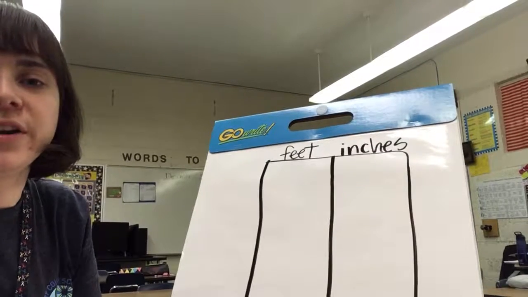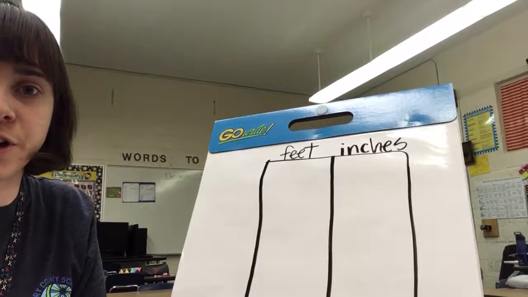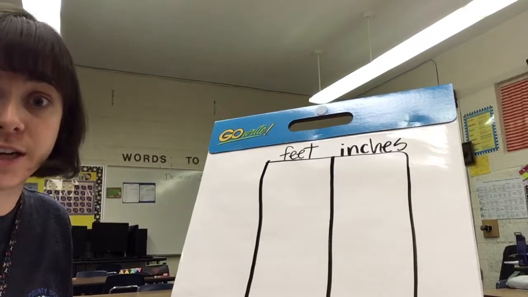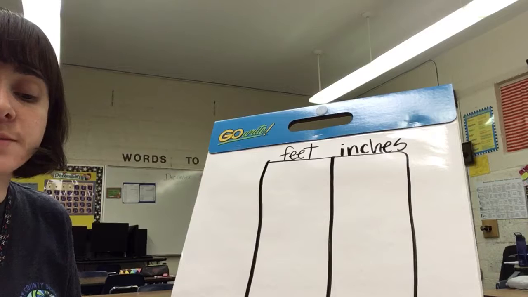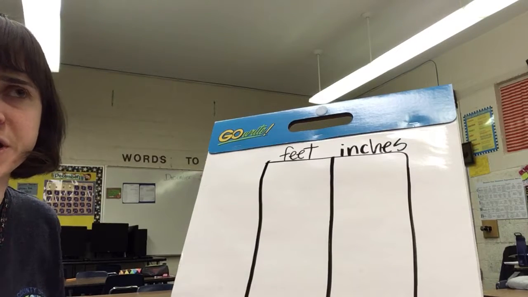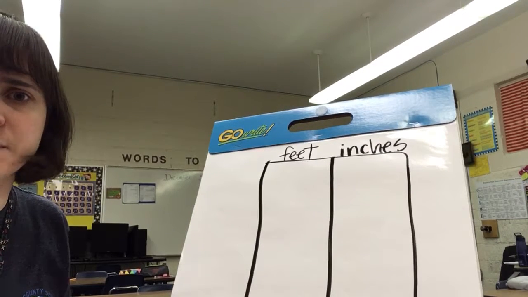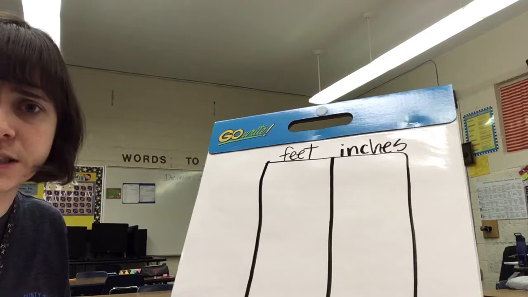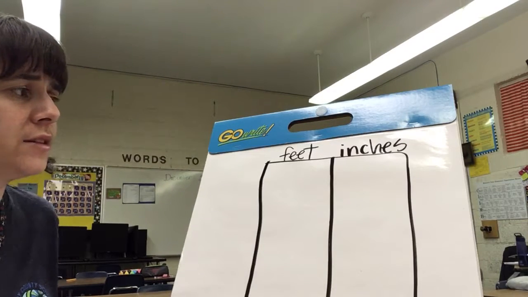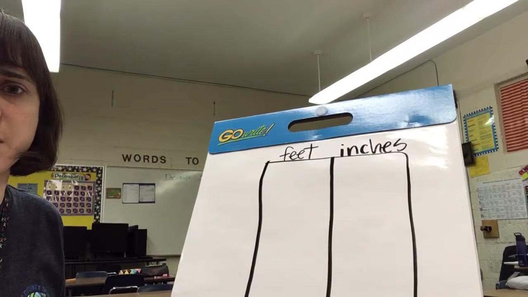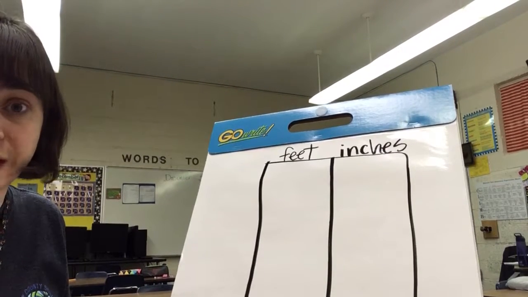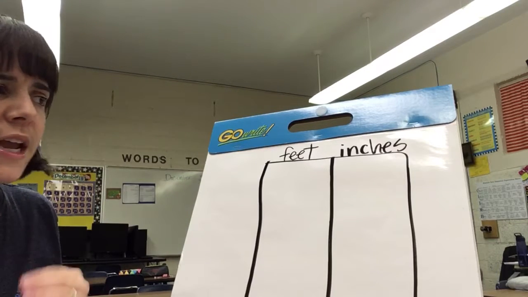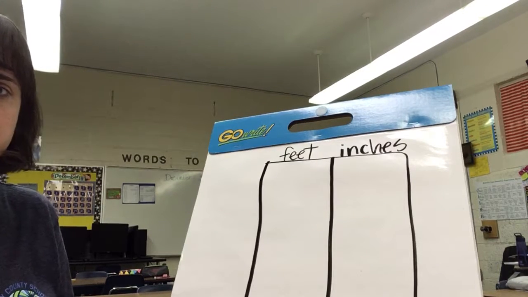Hey guys, so today we're going to look at some different ways to convert units in the customary system of measurement, or we also call it the standard system of measurement. So we've talked about capacity, which is quarts and pints and cups and gallons. Later we'll talk about weight with ounces and pounds and tons. And today we're still focusing on standard units of length, which include inches, feet, yards, and miles. Today we're mostly going to focus on inches and feet.